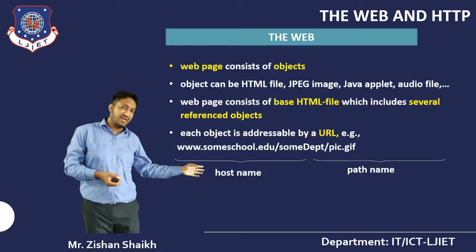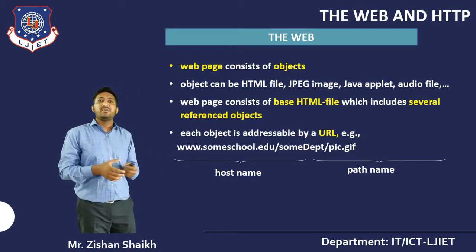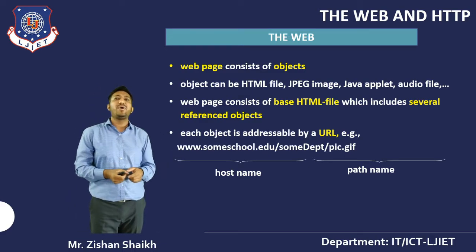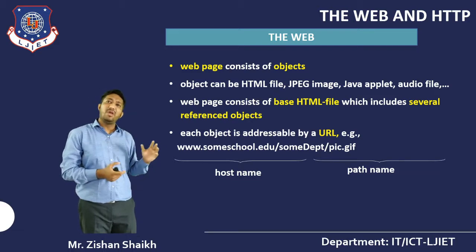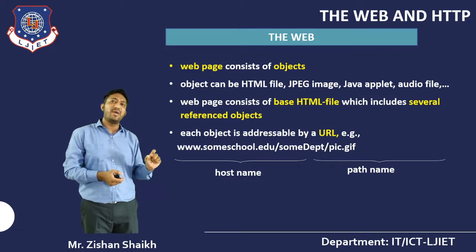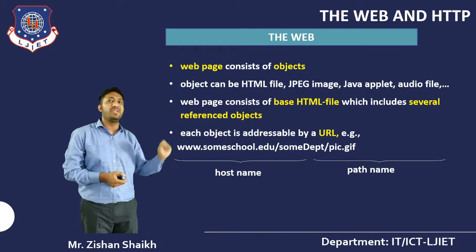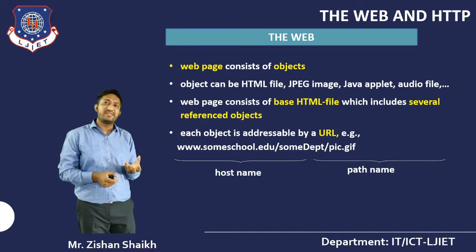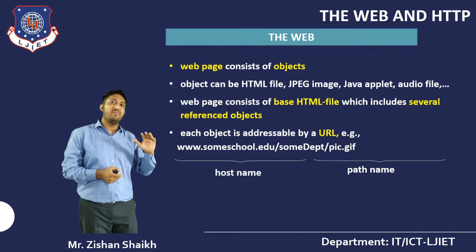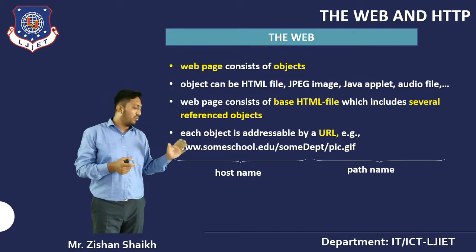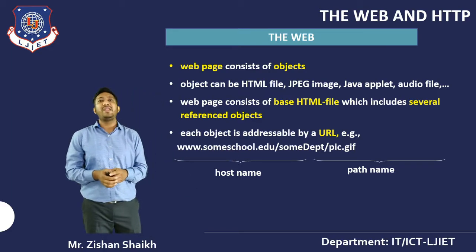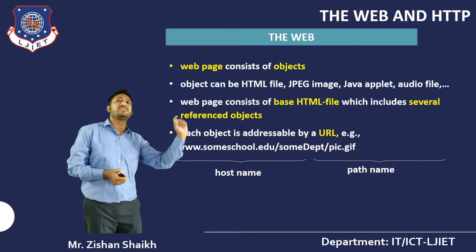So let's understand this with an example of the web. How can we access the web? For that, in real time, we use the URL. URL stands for Uniform Resource Locator. Using that URL, we can access those objects. Our URL is divided into two parts. One is the host name, which tells exactly who the host is, and then the path name. The path name tells where the exact object is located.